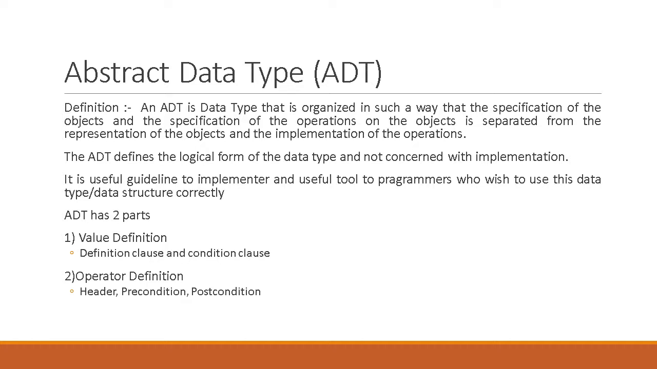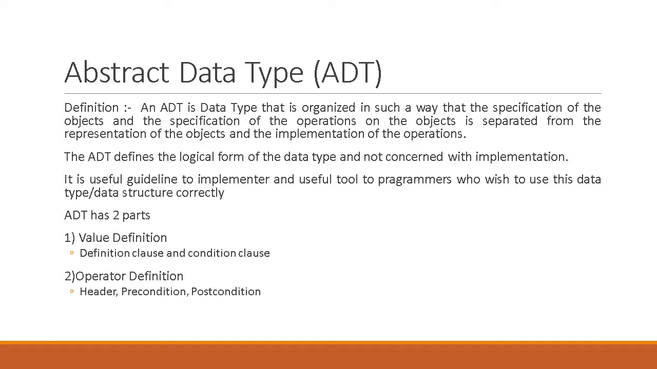So in ADT there are two basic parts present: value definition and operator definition. In value definition, a definition clause is there and a condition clause is there. The name itself says that value definition means values information, what are the different values stored in that data structure. Condition, if any condition is applied on that, it is mentioned.